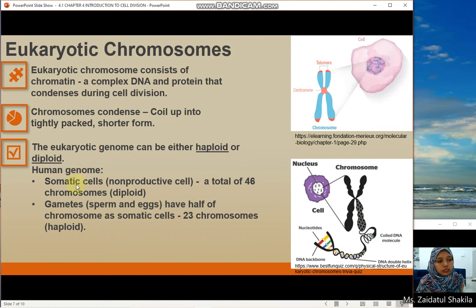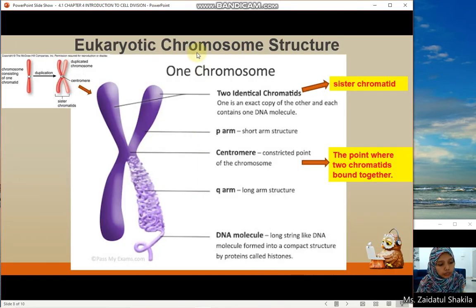In the human genome, somatic cells, for example non-reproductive cells, have a total of 46 chromosomes. We call it diploid. While human gametes have half the chromosomes of somatic cells, which is 23 chromosomes. We call it haploid. This is how chromosomes look after being replicated during cell division, from a single chromosome to a double chromosome. We do not call it a double chromosome, we call it one chromosome. So one chromosome consists of two sister chromatids.